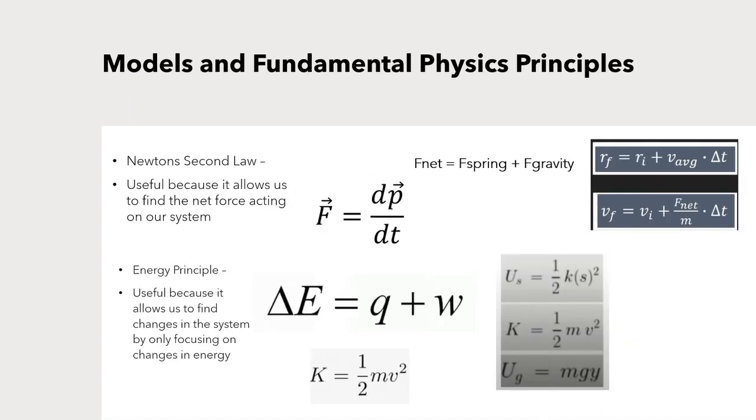Models and fundamental physics principles used. I use Newton's second law because it allows us to find the net force acting on our system. We also derived F net equals the force of the spring plus the force of gravity, and the position update formula and velocity update formula. I also use the energy principle because it allows us to find the changes in the system by only focusing on changes in energy. This consisted of the kinetic energy formula, the spring potential energy formula, and the gravitational potential energy formula.